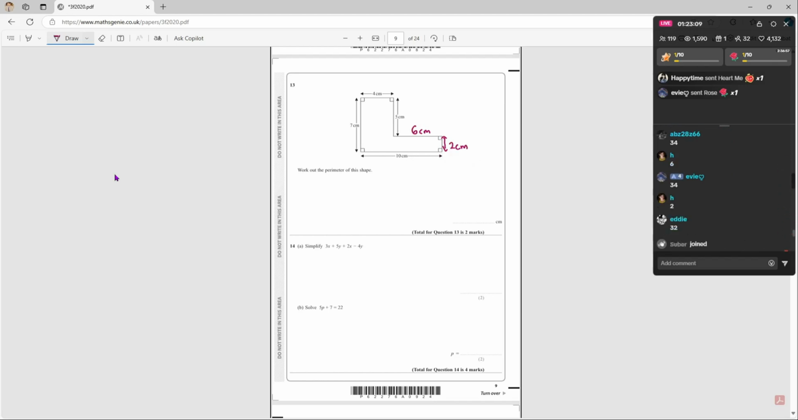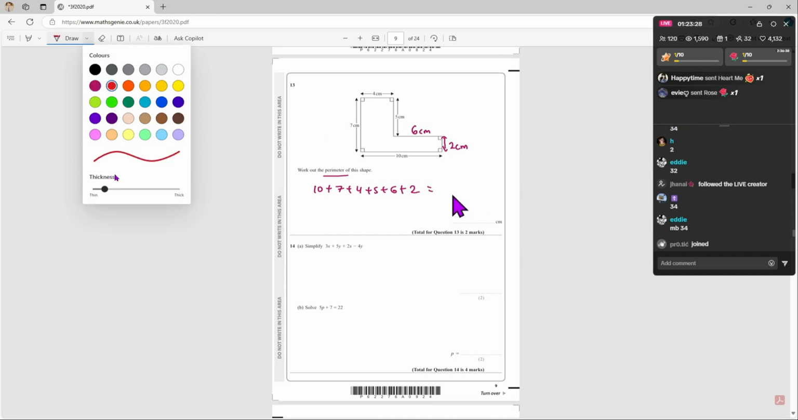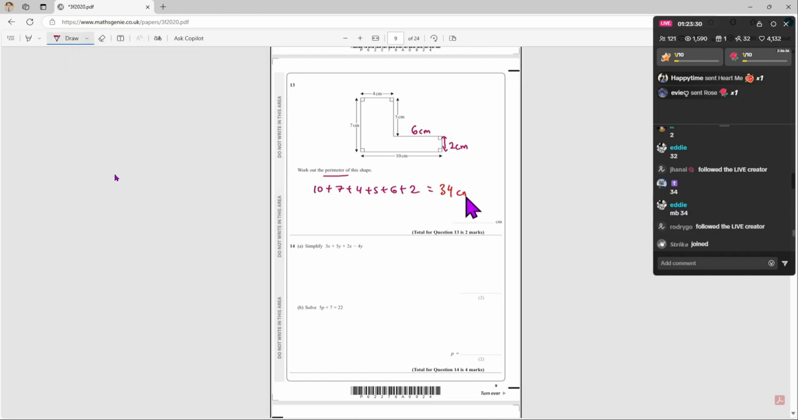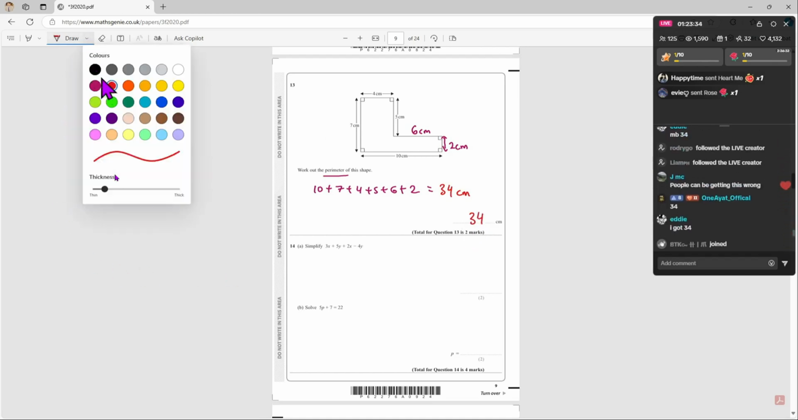Now the perimeter is the total length of every single side added together. So we're going to do 10 plus 7 plus 4 plus 5 plus 6 plus 2. And you can use the help of your calculator to work this out. And you'll get a grand total of 34 centimeters. And that will be your answer, 34 centimeters. Well done for getting that correct.